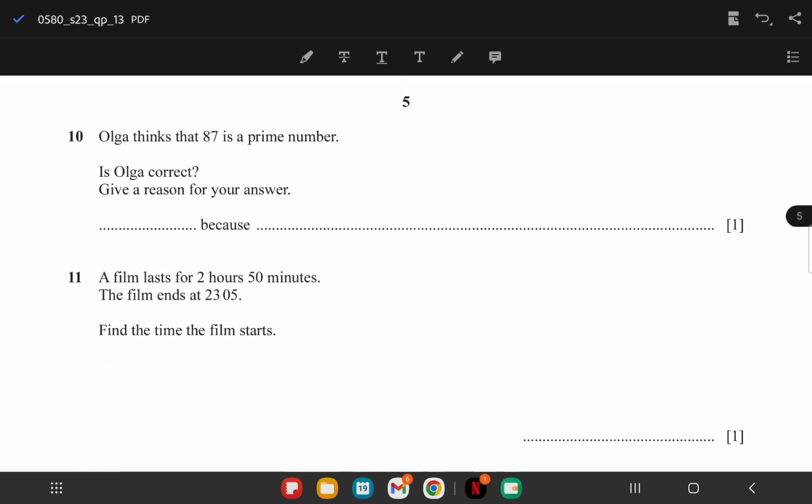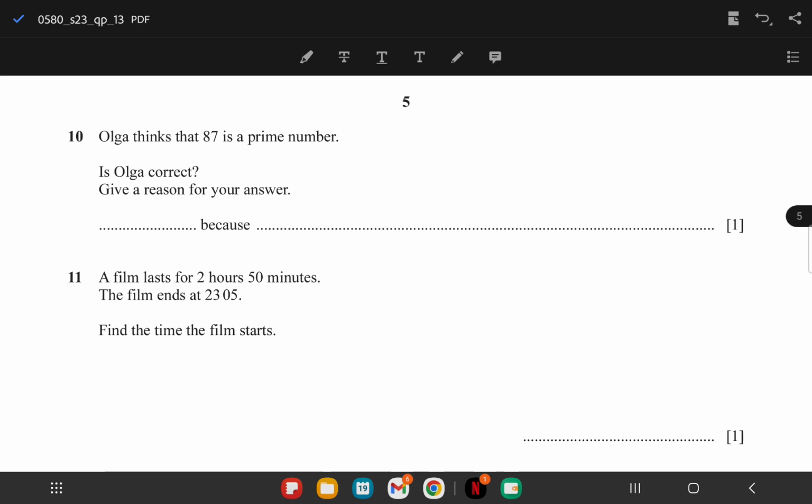Let's move on to number 5. Olga thinks that 87 is a prime number. Is Olga correct? And give a reason for your answer. Now, prime numbers are numbers that have only 1 and themselves as factors. Do we have any other factors of 87?